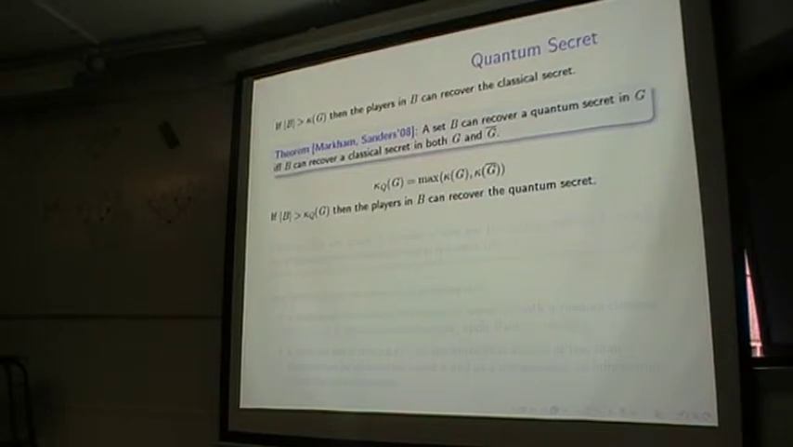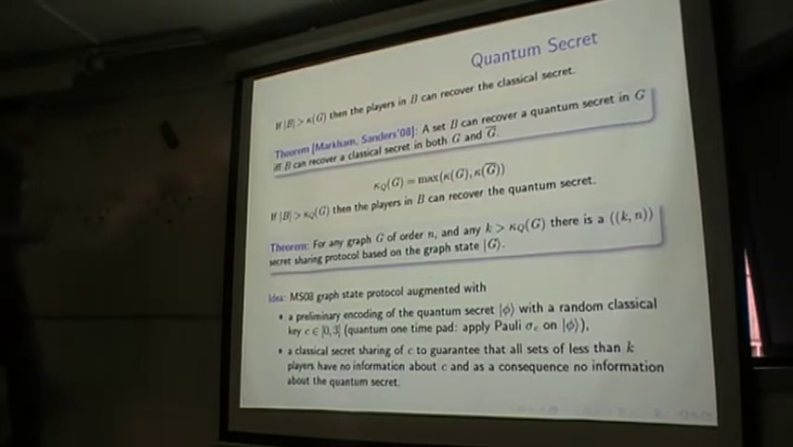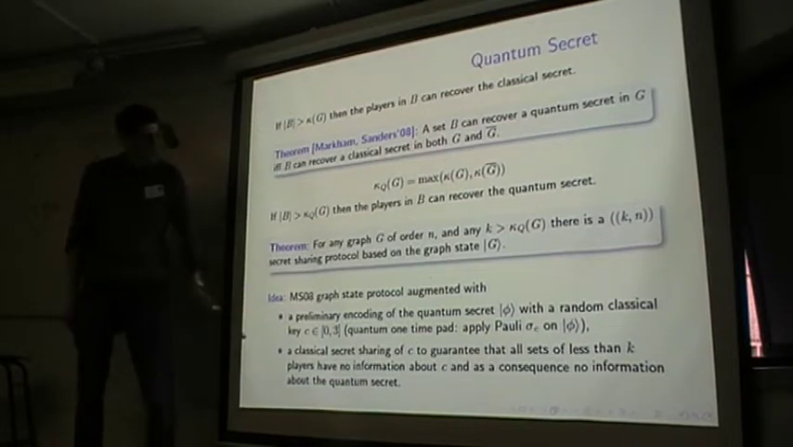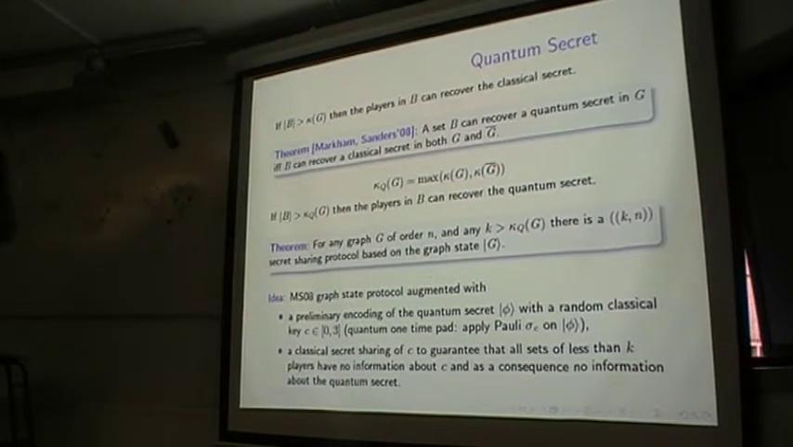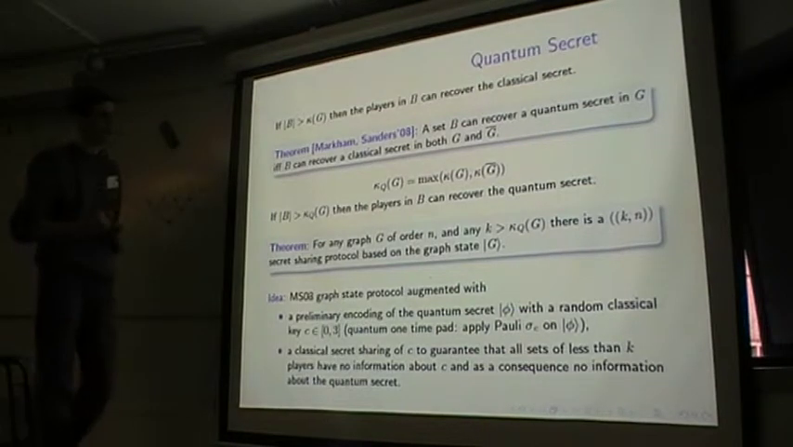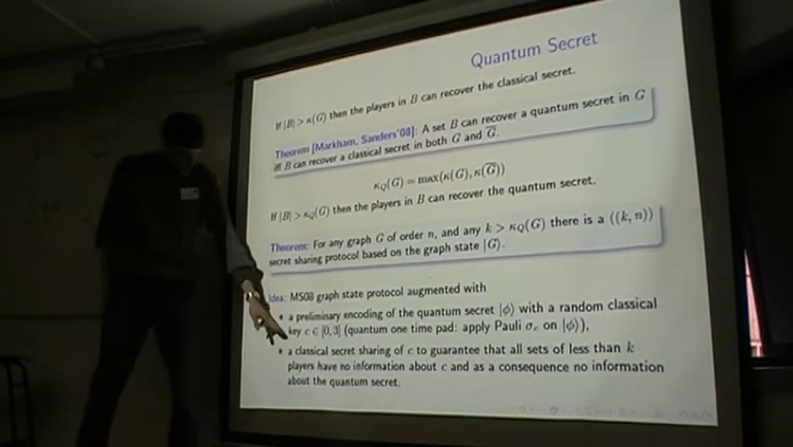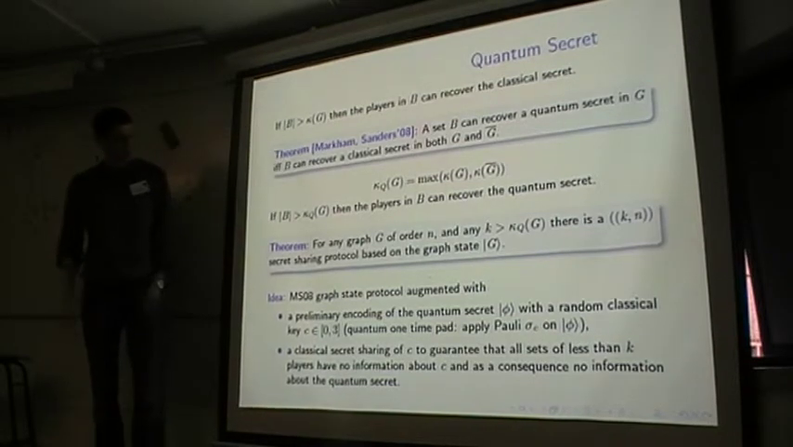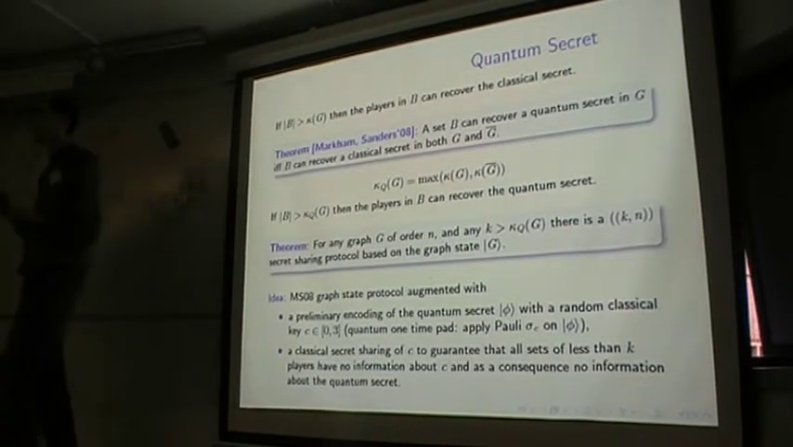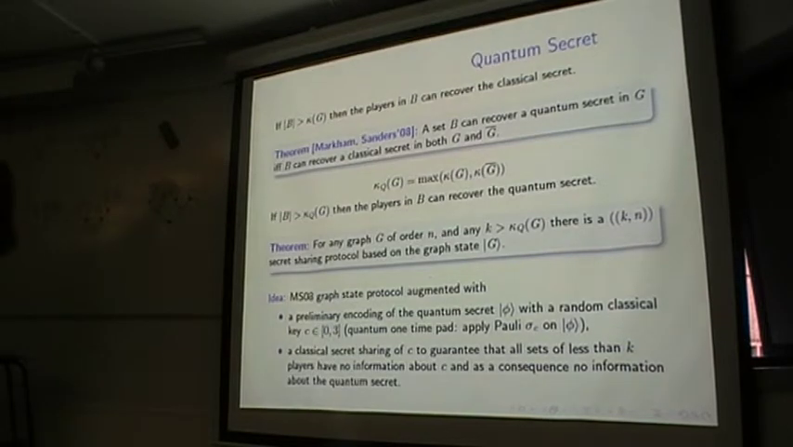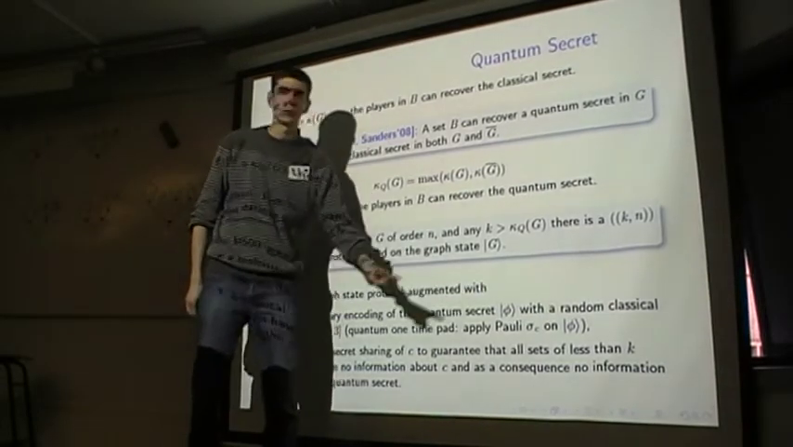So in order to have a threshold scheme, we take this protocol based on graph states and we add two ingredients. The first ingredient is to have a preliminary encoding of the quantum secret with a classical key, a random classical key, which is chosen between 0 and 3. In fact, this encoding is nothing but a quantum one-time pad. So we apply the corresponding Pauli operator on the secret.